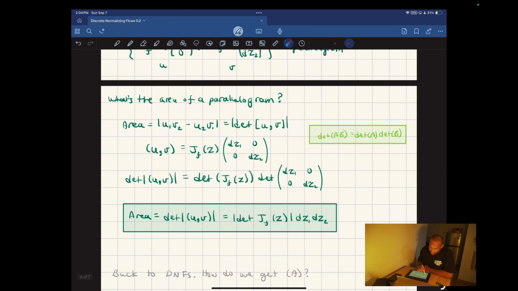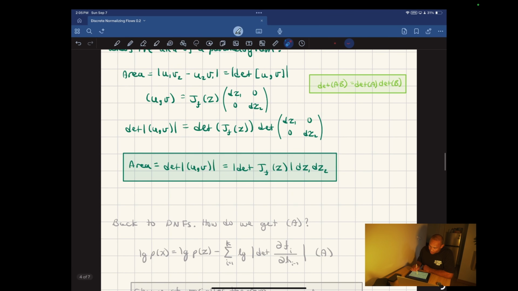And then if we take the determinant of u and v, by this property of determinants, the determinant of two matrices A and B is the determinant of A times the determinant of B. So we just distribute the determinant across multiplication, if you will. And then the determinant of this, we have this times this minus this times this, right? So it's just dz1 times dz2. So the area of that parallelogram is equal to this, okay?